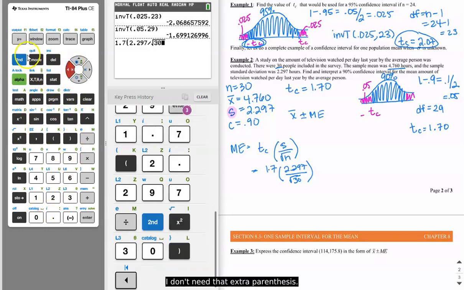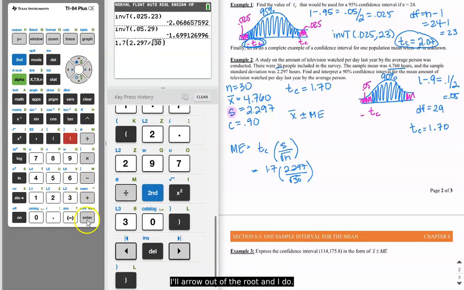Oops, let me delete that. I don't need that extra parentheses. If I arrow out of the root, then I do. Okay, so my error, I'm going to keep a couple decimal places. So 0.713 would be my margin of error.